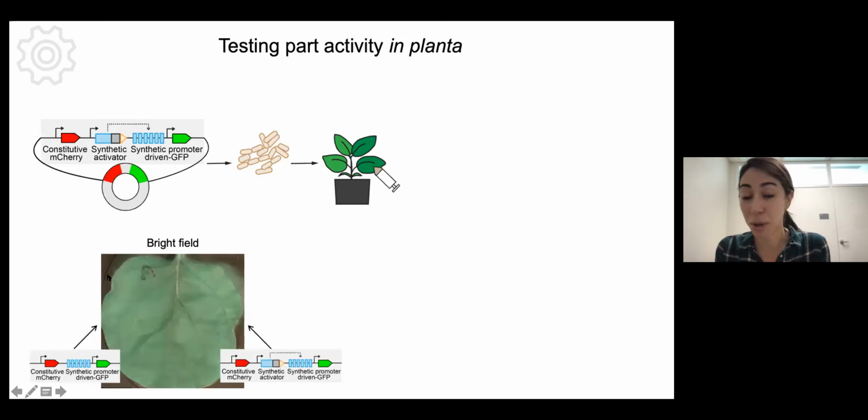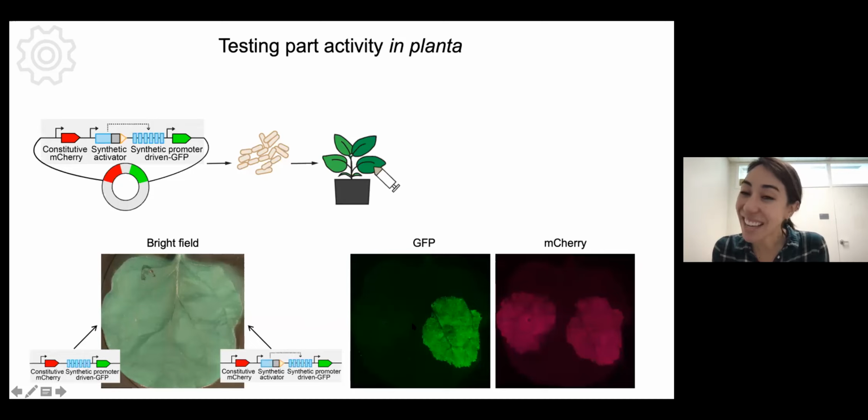So we can do experiments where we infiltrate a control, which is just the synthetic promoter driving expression of GFP, but without the synthetic activator to turn it on. We can infiltrate that on one side of the leaf. And then on the other side of the leaf, we can infiltrate a strain that has the synthetic activator in addition to those other parts. If we do this, we can see that we get really nice GFP expression only when the synthetic activator is present, which means it is turning on the synthetic promoter that we've built.